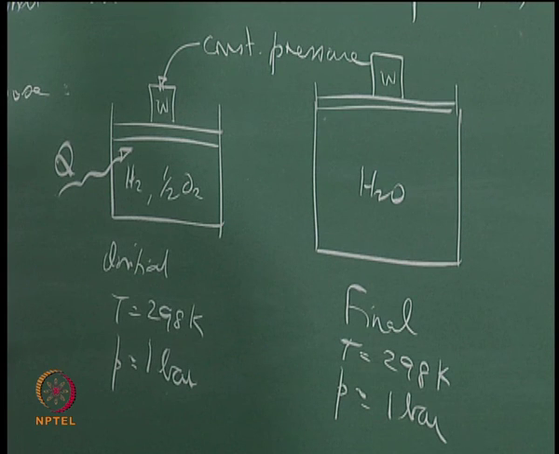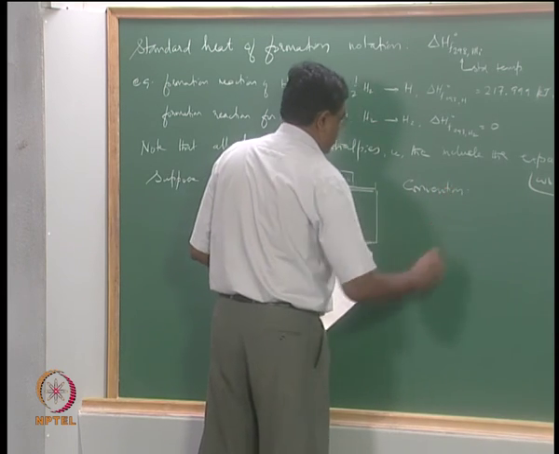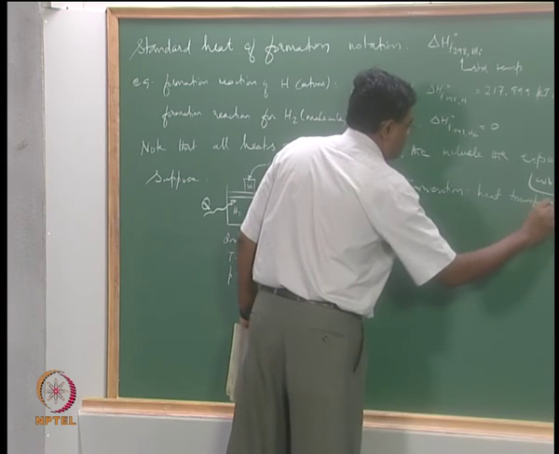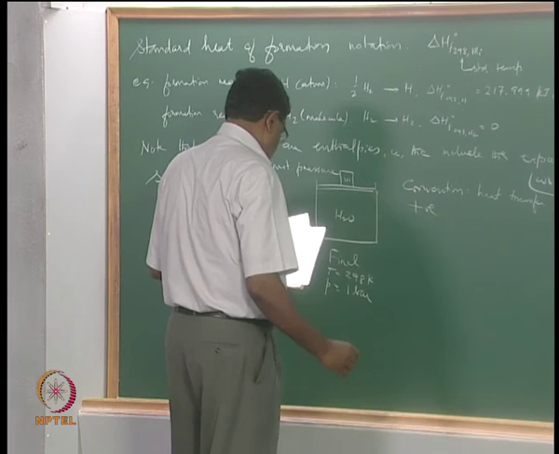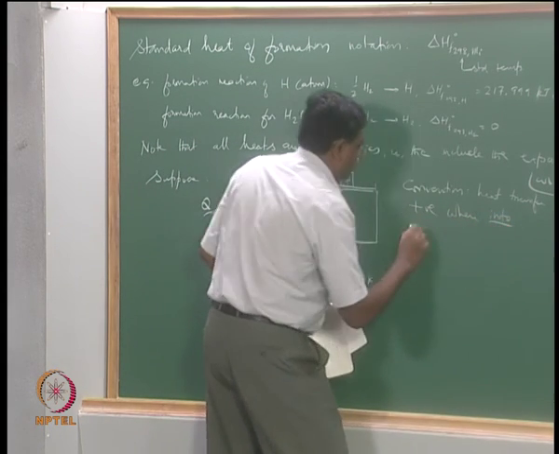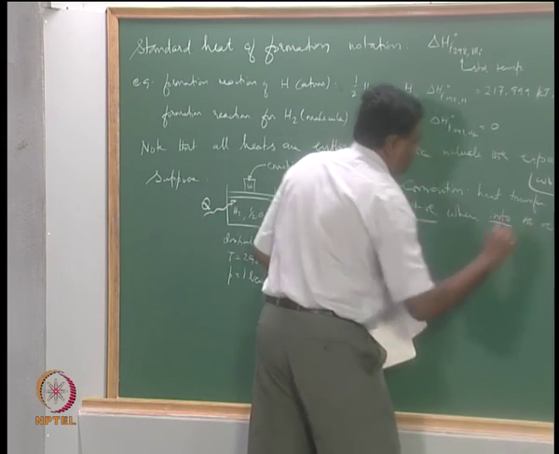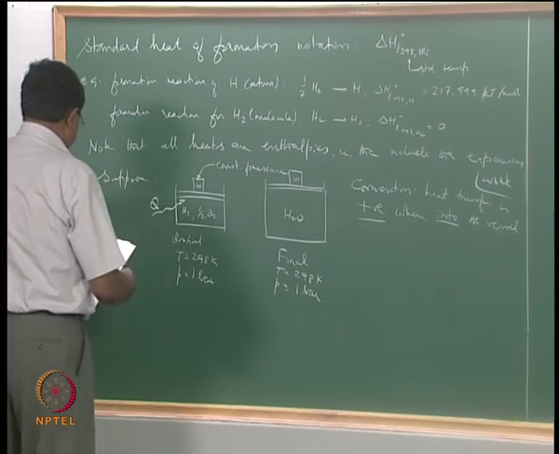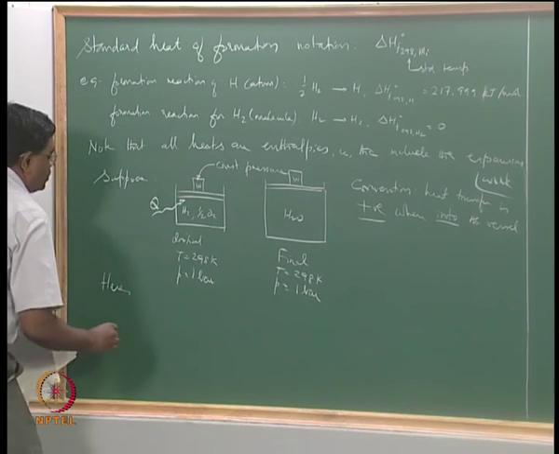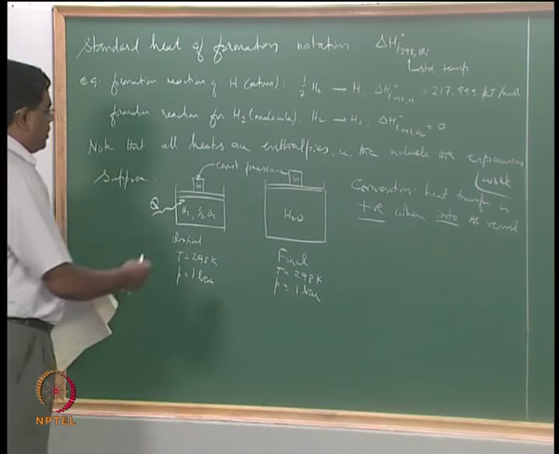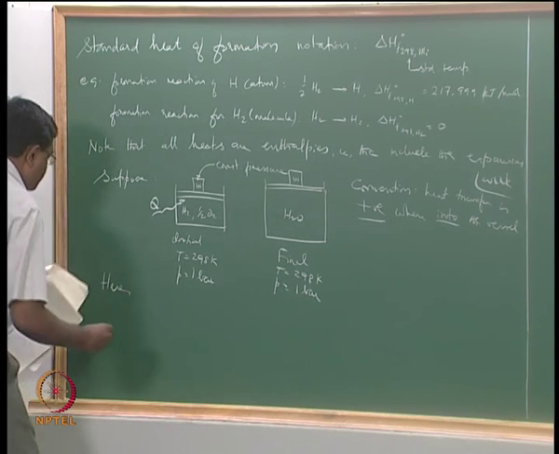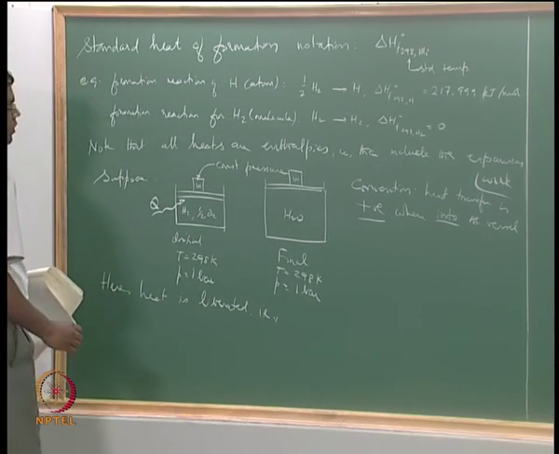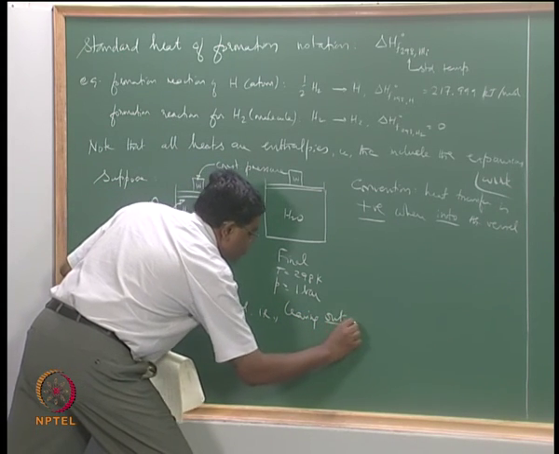So the convention that we use is that heat transfer is positive when into the vessel. So we take Q to be positive if it is going inside. And so as in this example, where we take H2 and half O2 initially and then it becomes H2O, the heat is liberated, that is, leaving the system, leaving the vessel.